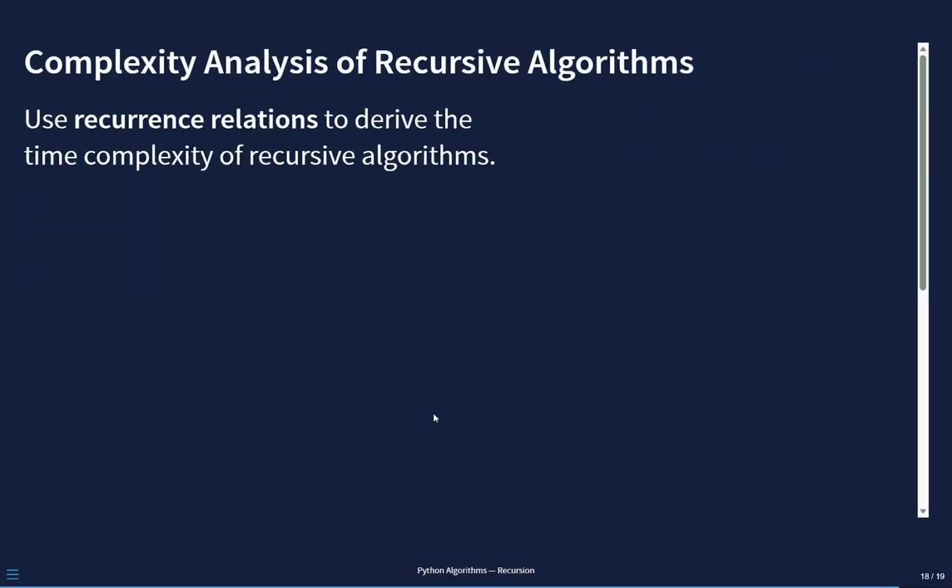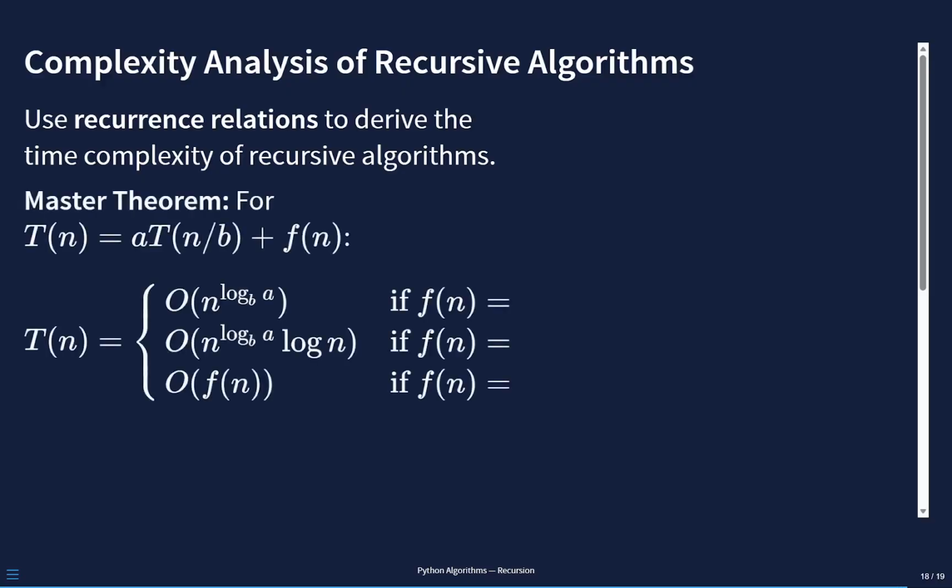Analyzing recursive algorithms requires recurrence relations, equations that express the runtime T(n) in terms of T of smaller inputs. Solving these relations gives you the closed form big O. The master theorem handles the most common divide and conquer recurrences: T(n) equals a times T(n/b) plus f(n), where a is the number of subproblems, b is the factor by which input size shrinks, and f(n) is the combine cost.